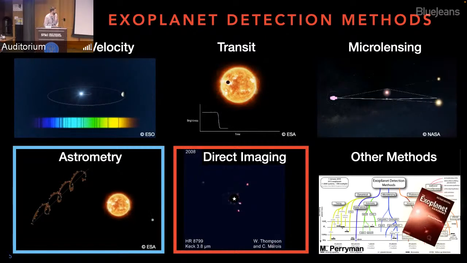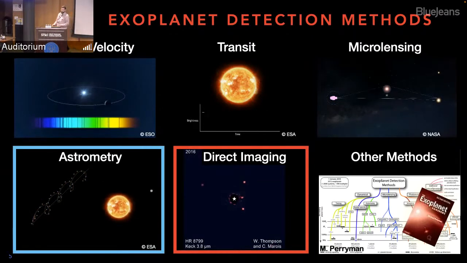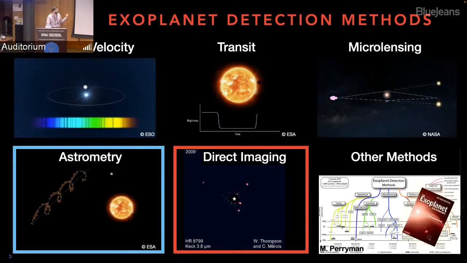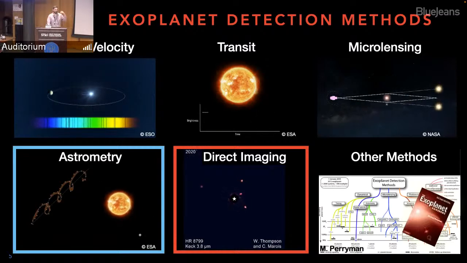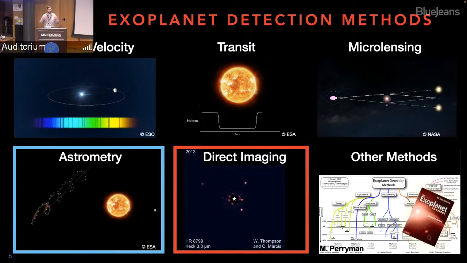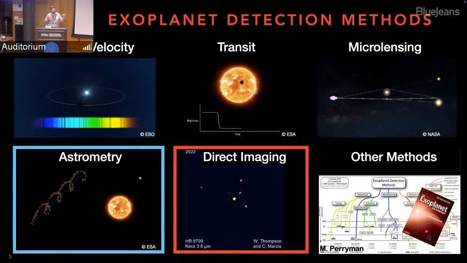And then the astrometry is basically looking at the wobble of the star due to the presence of a planet, and this has been made even more popular with the Gaia mission, which I will show informs direct imaging campaigns and surveys.